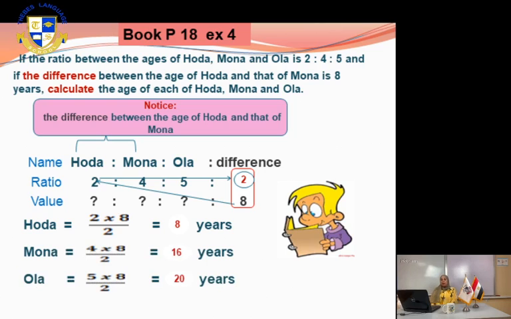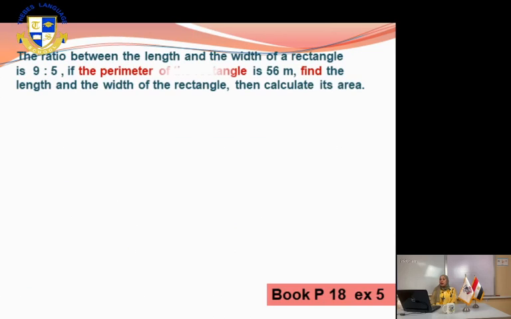Another example. The ratio between the length and the width of a rectangle is 9 to 5. If the perimeter of the rectangle is 56, find the length and the width of the rectangle. Then calculate its area. Notice, the word perimeter, it means sum.